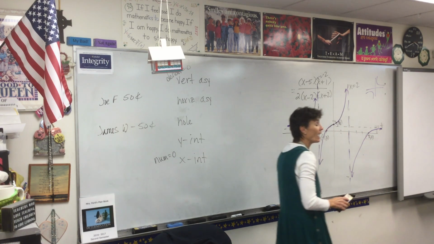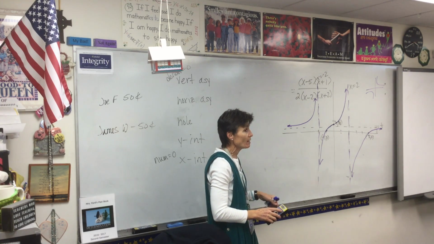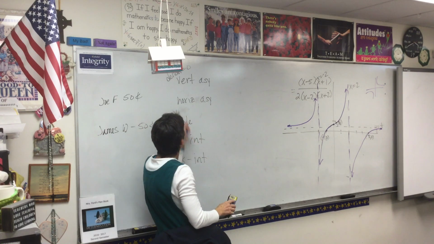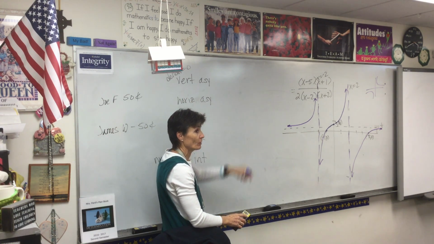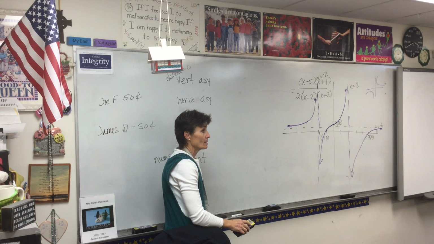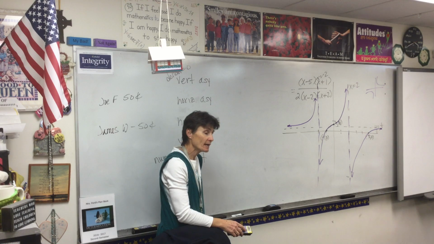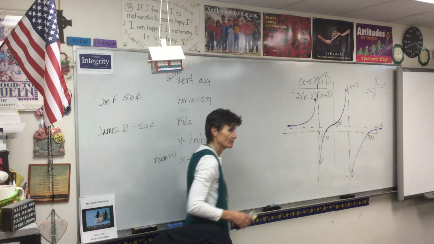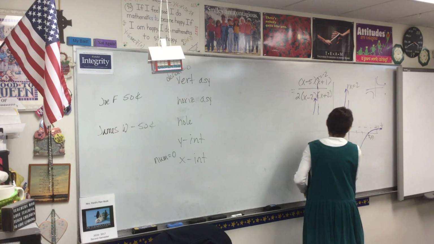Okay. Vertical asymptotes, kids. Remember where they come from? They come from the denominator being zero. You can't touch a vertical asymptote. Can you touch a horizontal? Yes, but you cannot touch a vertical asymptote. So if it came back down, we'd know because there'd be a second point there.